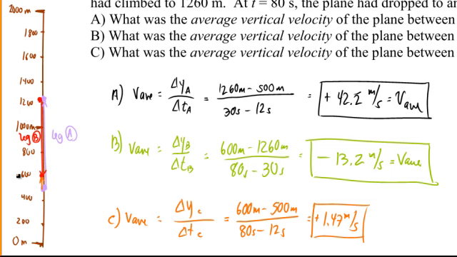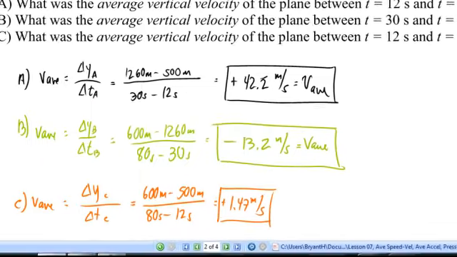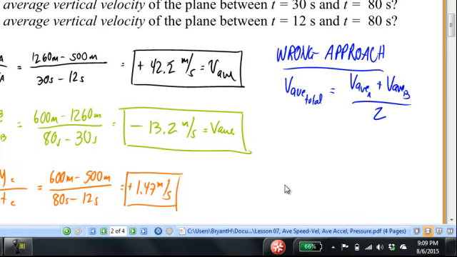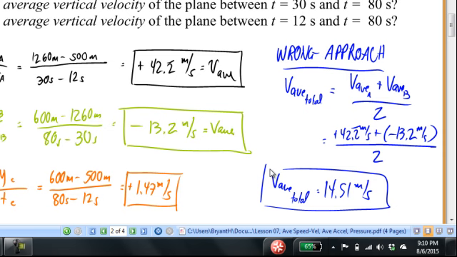Now, let me throw out a caution at this point. You might say, well, I can find the average velocity by taking the two average velocities in part A and part B and averaging them together. Let's see what happens when you do that. Let me take the average of those two numbers, 42.2 and negative 13.2, and let's see what we end up with. Now I'll put the numbers in my calculator. Using that method, I would end up with a positive 14.51 meters per second. And if you were to do that, then you are not going to get the problem correct.